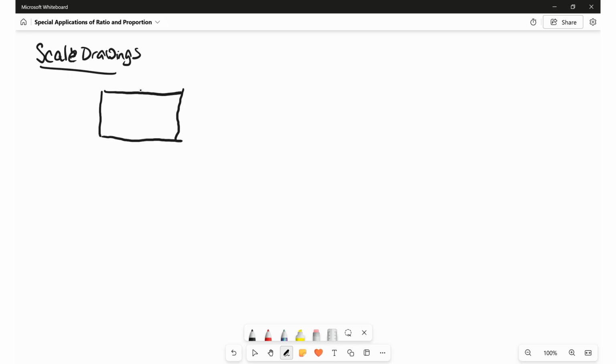So, the architect tells you, well, this scale drawing is, say, 3.5 inches wide, and it is 10 and 7/8 inches long. And we know that you want your actual deck to be 14 feet wide. Okay.